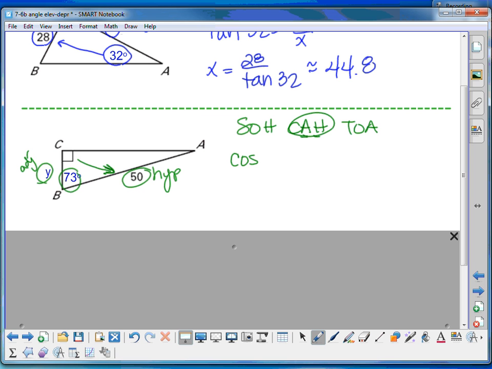The cosine of 73 is adjacent over hypotenuse, which is y over 50. So multiplying both sides by 50, I get that y is equal to 50 times the cosine of 73. And when you put that in your calculator, it's approximately 14.6.